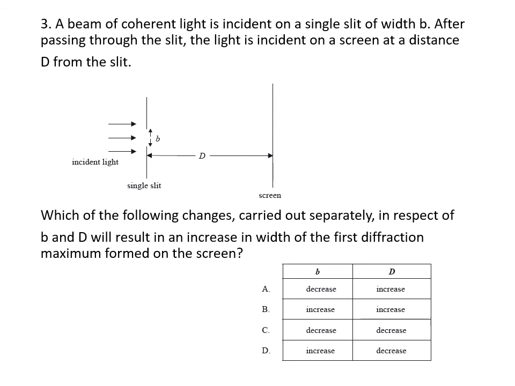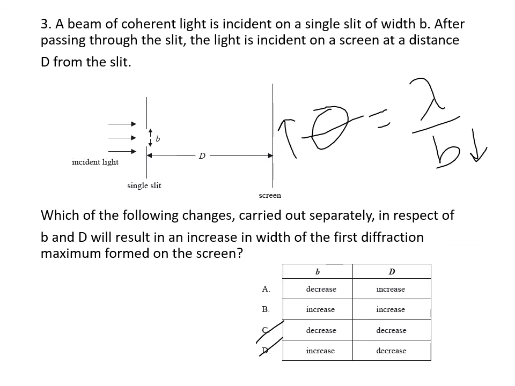But which of the following, so I know it's going to be increasing the distance d, and get rid of choices C and D, but which of the following will also increase that theta, the width of the diffraction pattern, or the interference pattern. Theta equals lambda over b. Well, if I decrease b, I should be able to increase theta. So the choice here is A.